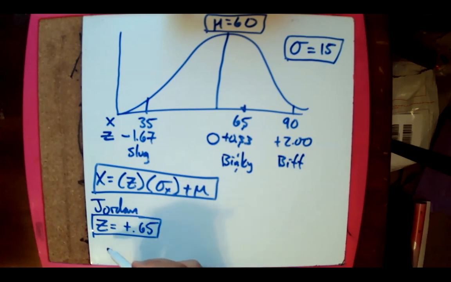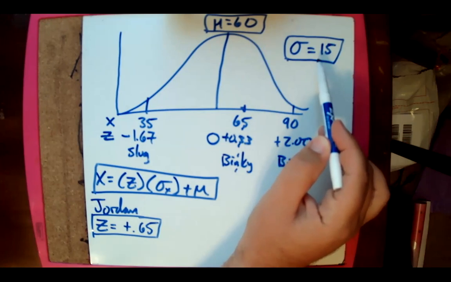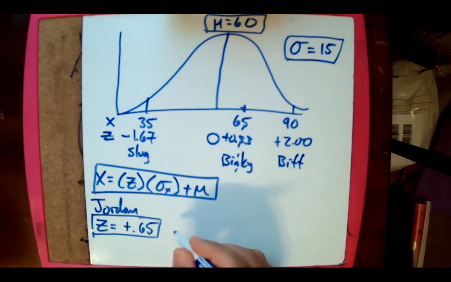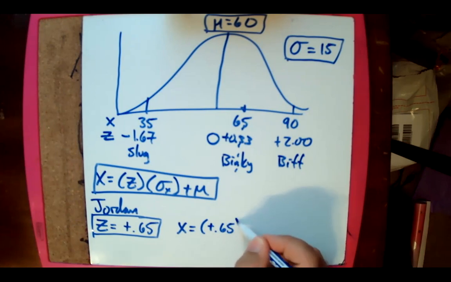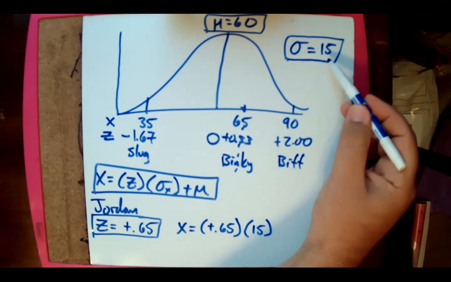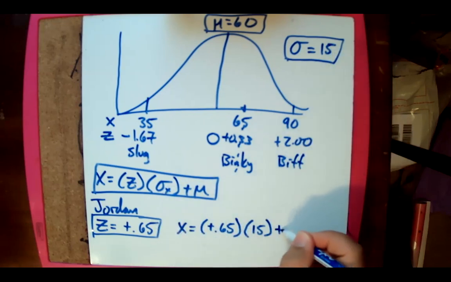Then we have to know some other information too. We have to know the average, right? And we have to know the standard deviation for this data set or this sample. So we can just plug it in and solve. So we want to find X, right? So we do X equals, and then we put in our z-score here, plus 0.65 multiplied by the standard deviation, which is 15, right? So I'm just putting this in there. And then we add the average. The average was a 60.